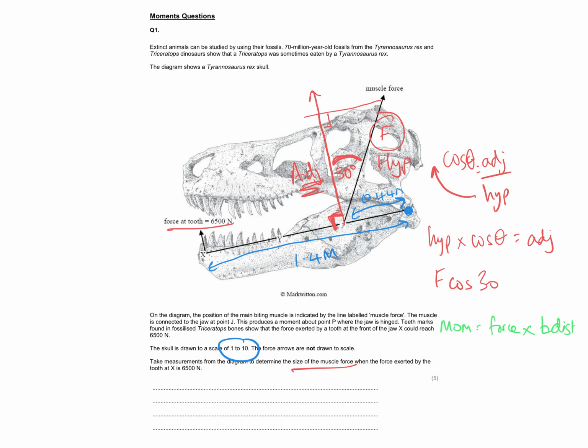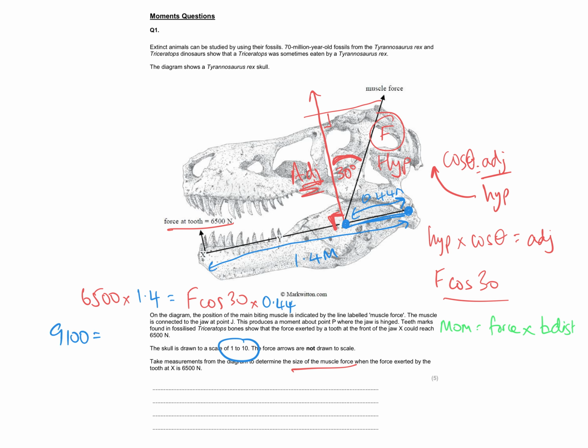We've got our force there and our distance. So the first thing will be to do 6,500 multiplied by our distance, which is 1.4, and then we can put that equal to our other force, which we said is F cos 30, and of course F is the number we are trying to find the value of, and our distance from the pivot. The force is coming up from there, so our distance is 0.44. We can now start to simplify that.